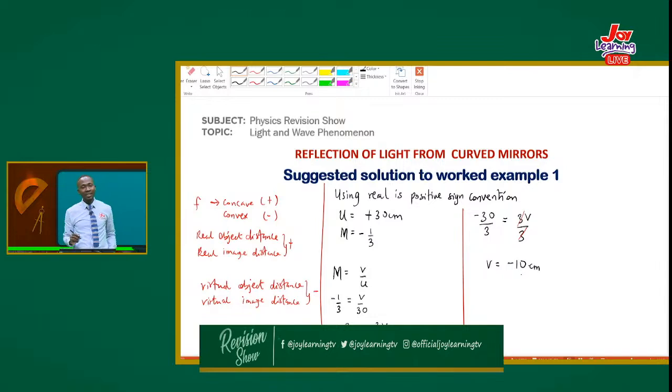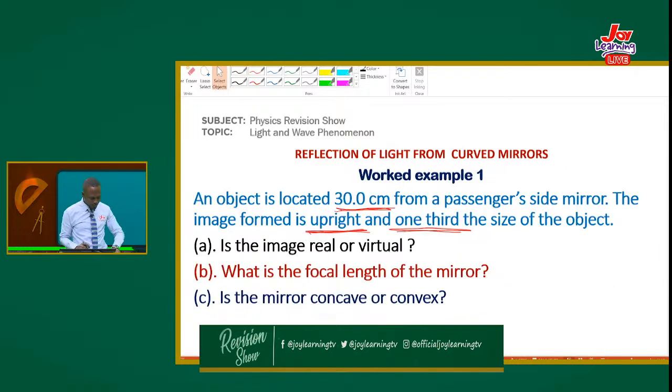Now, the question didn't ask us to find image distance, but we have found it. The image distance will tell us what type of image it is. So we say the image is virtual because V is negative. Or we say since V is negative, the image is virtual because the image distance is negative. Then it asks something again. It says, what is the focal length of the mirror? So now we have to go and find the focal length of the mirror.